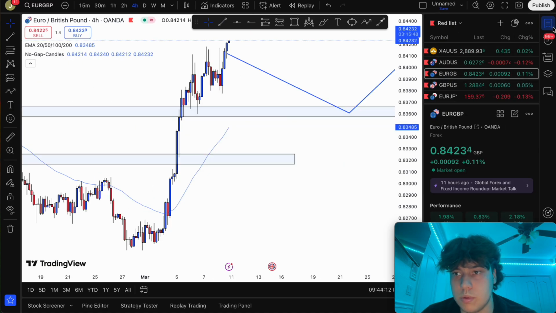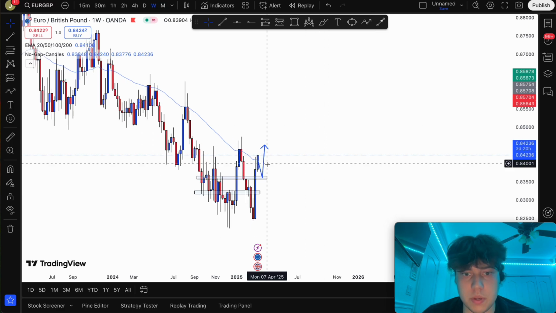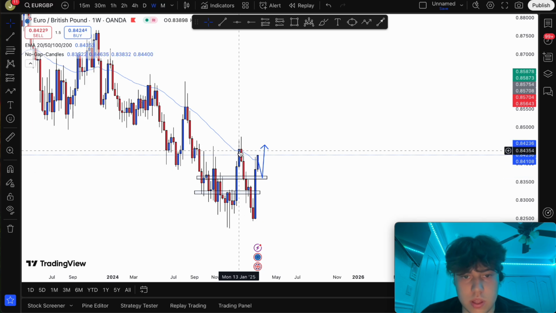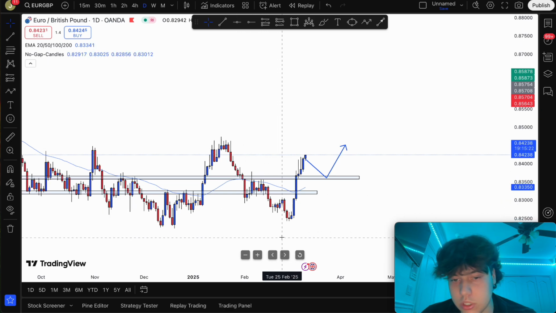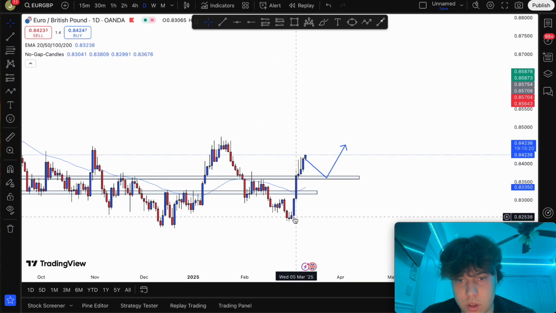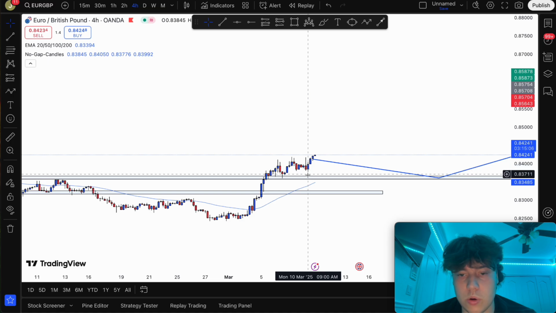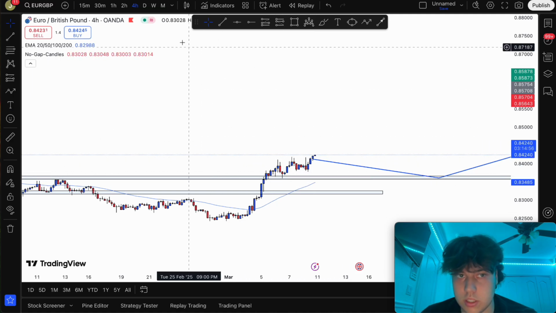Then we have Euro GBP. On the weekly time frame, we are bearish. We had just shifted structure. This is our lower high, and this is our lower low. On the daily, we are bullish. We were bearish, and then we shifted structure. This is our current higher high, and this is our higher low. On the 4-hour, we are bullish. This is our higher low, and this is our higher high. But in order for price to reach our area of interest, this will most likely shift, but it doesn't matter because we have the daily and weekly in sync.